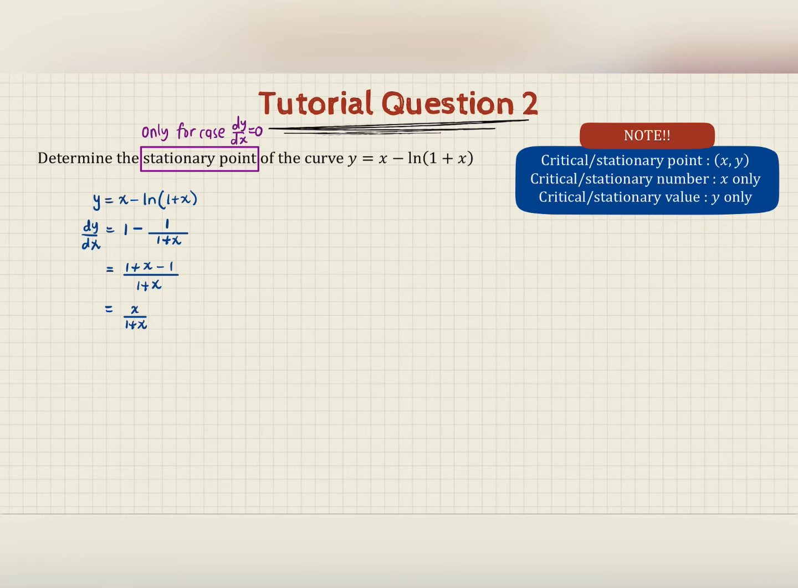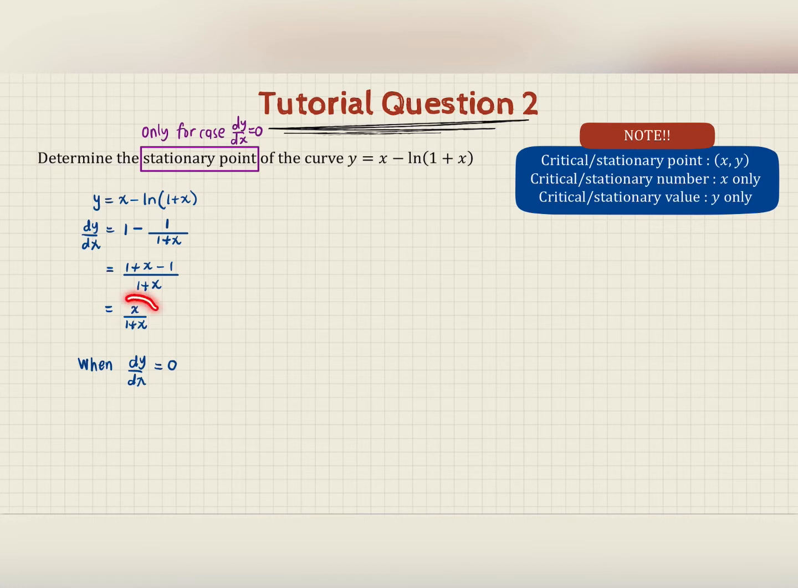Okay, so this is the result for our differentiation, first derivative kita. So tadi saya ada highlight, kita nak cari stationary point. So kita hanya perlu gunakan dy over dx is equals to 0. So when dy over dx is equals to 0, okay, kat sini kamu kena tahu tau, bila masa dia dy over dx equals to 0, bila masa dia undefined.